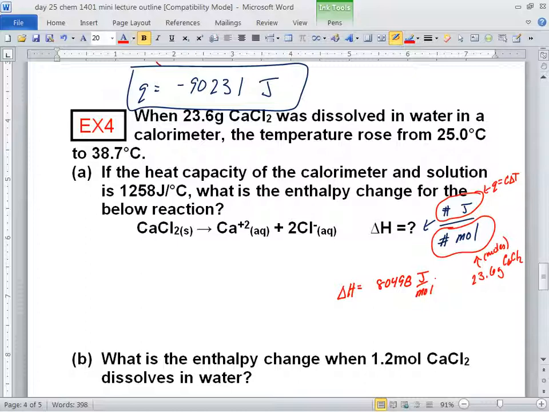What'd you guys get? I'm trying to get a consensus. Kendall, what did you get for your change in enthalpy? What did you get, Stephen? 80,932. Well, that's pretty close. 913. Got the same thing. You got that too? 80,913? In joules per mole or kilojoules per mole? Joules per mole. It's like 3 people got this one, so it's just probably some rounding or something.